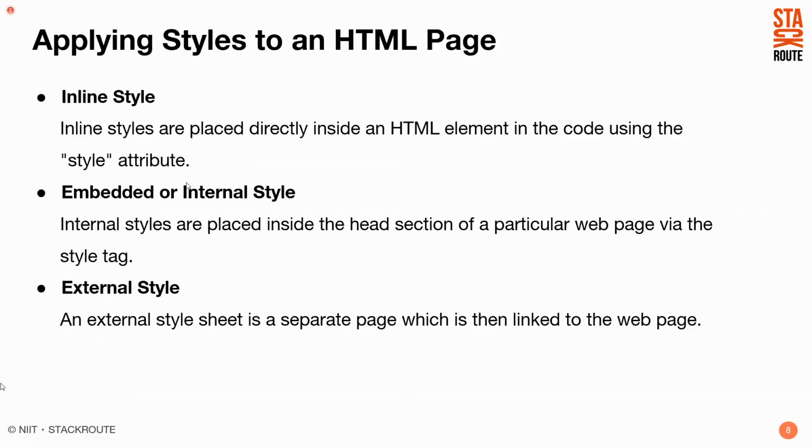So inline styles are placed directly inside HTML element using style attribute. Embedded, also called internal style sheet, will be placed inside head section of a particular web page. Inside head section, you will use style tag and you will define all your style. Whereas the last category is external, that we'll discuss after some time.